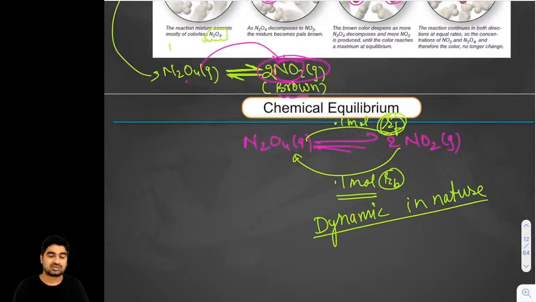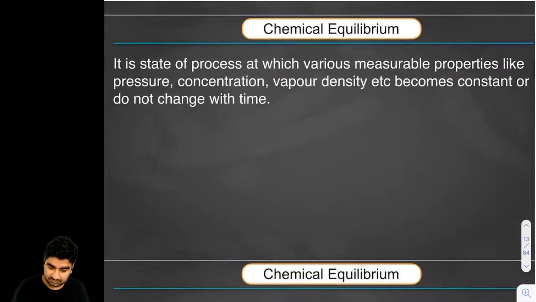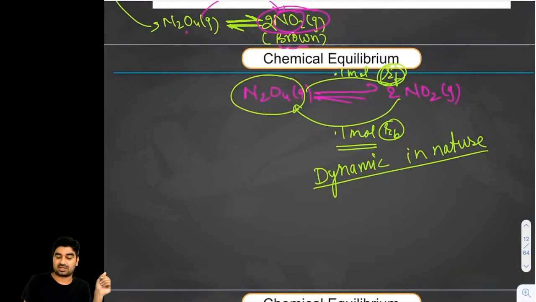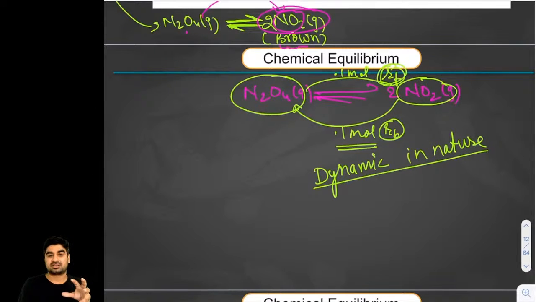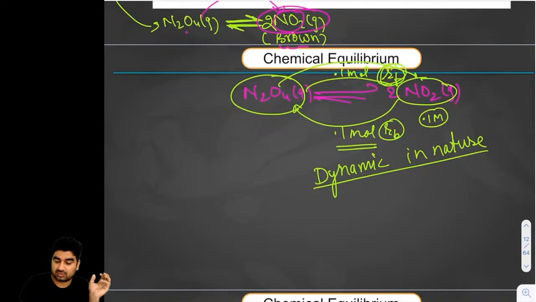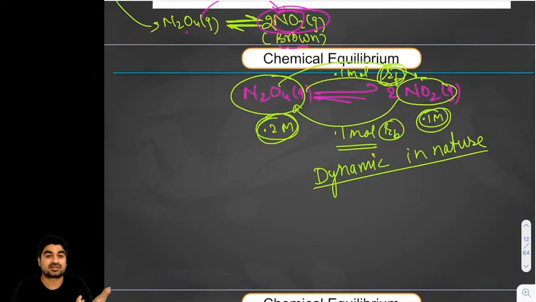Okay guys, so now again I am moving to chemical equilibrium. So what is chemical equilibrium, guys? Here you can see a chemical reaction was taking place, and a stage will reach when the rate of forward becomes equal to the rate of backward. At this stage, if I say that the concentration of NO2 is 0.1 molar and this is 0.2 molar, then these concentrations will become fixed because they are not changing with time.